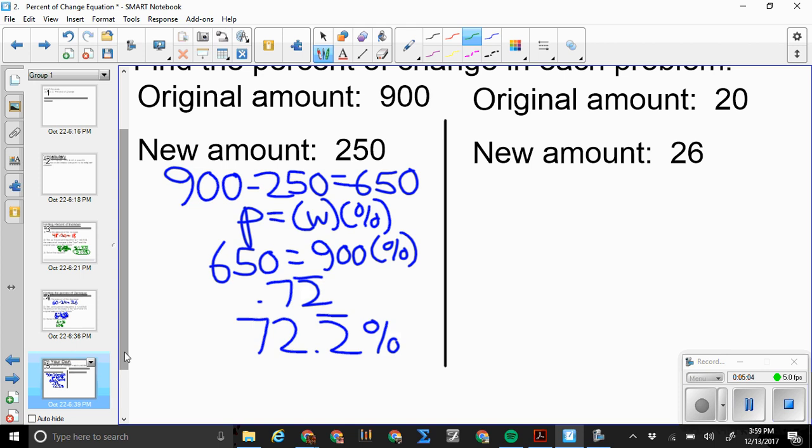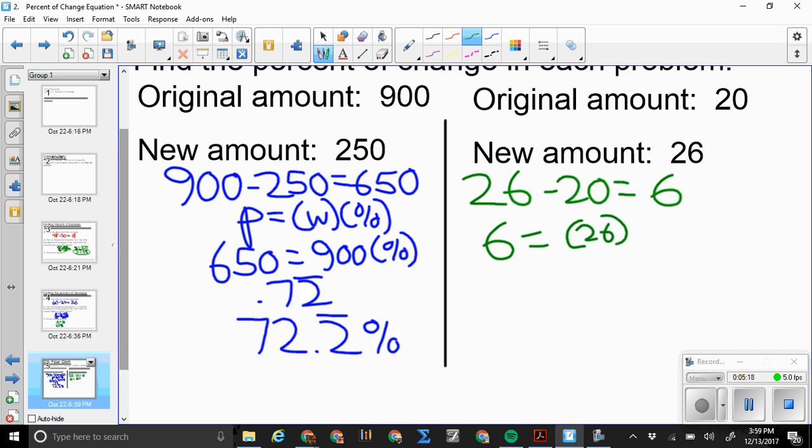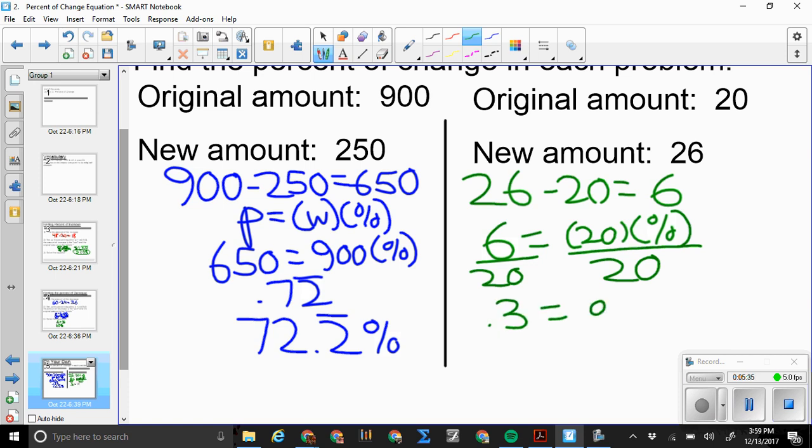Over here, we're going to figure out the amount of increase by taking the new amount minus the original to get 6. So then 6 would equal the whole amount, which is the original. I'm sorry, the original amount was 20. So we divide both sides by 20. And we're going to end up with 3/10 for our answer, which ends up being 30%.